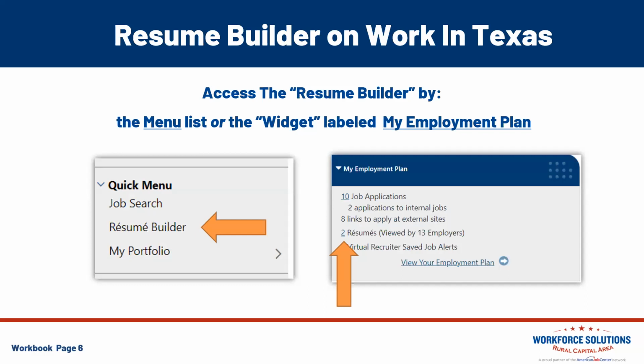Now, there are a couple ways to navigate Work in Texas. There's that left-hand navigation where all the menus are on the left side, or like I had mentioned, we have the widgets as well. So this is how you can access your resume builder by utilizing the left-hand navigation. We'll go down to that quick menu and click on the resume builder like you see here. Or if you utilize your widgets, you want to go to your employment plan widget. And that will allow you to see how many active resumes you have in the system, and you can go directly to them.